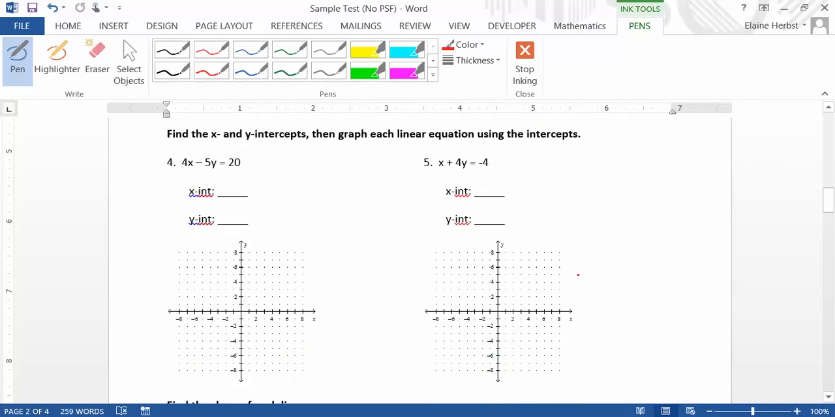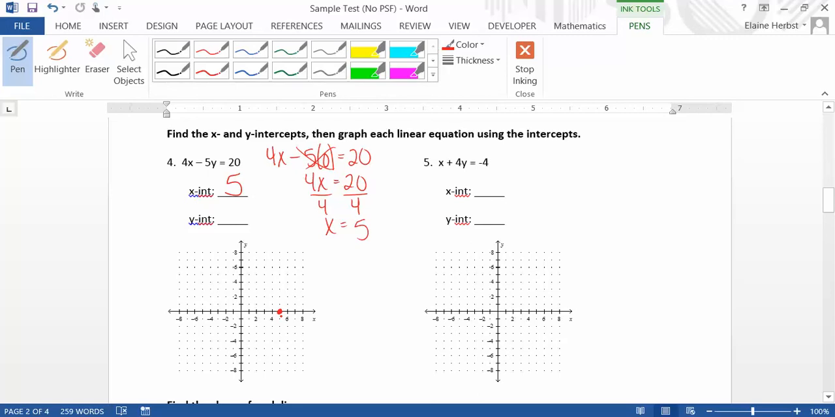So let's go down to x and y intercepts. Remember, when you're finding the x and y intercepts, you're taking one of the variables and replacing it with a 0. So if we're finding the x-intercept, we're going to do 4x minus 5 times 0 and set it equal to 20, or copying the equation, plugging the 0 in. This term goes away, so I get 4x equals 20. Divide both sides by 4, and we get that x equals 5. So our x-intercept is at +5.